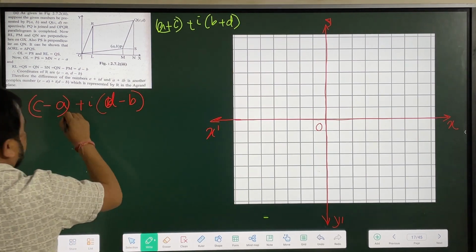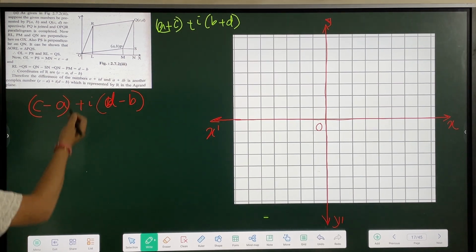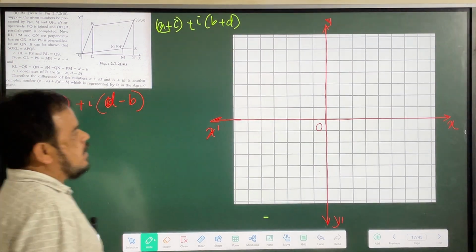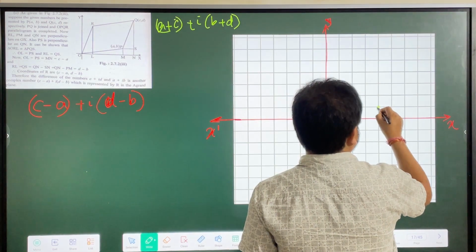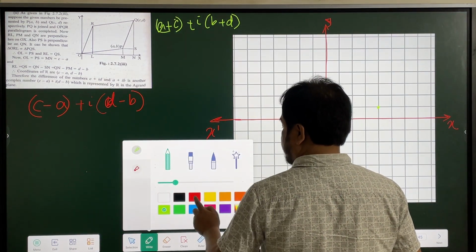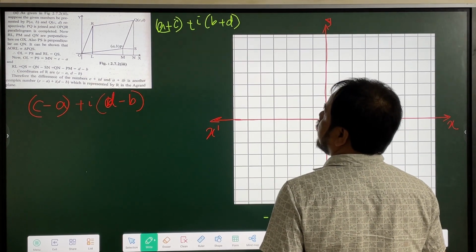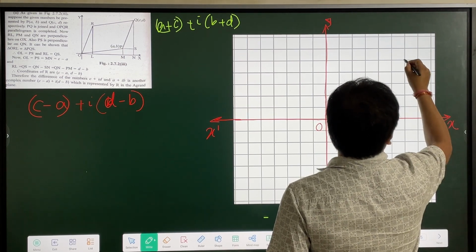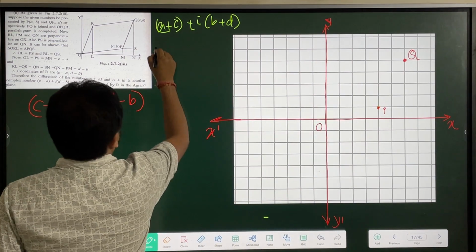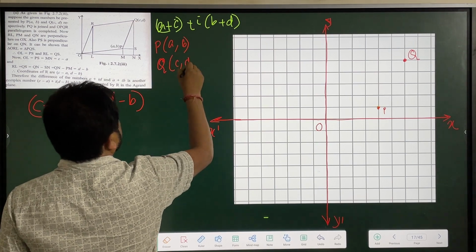Now we will have to show this one, the difference of this one, minus. This one we have to show here. So here actually what we have to do, the previous part is same. We will take here P, then we will take Q. Here P means A comma B and Q means C comma D, like previous one.